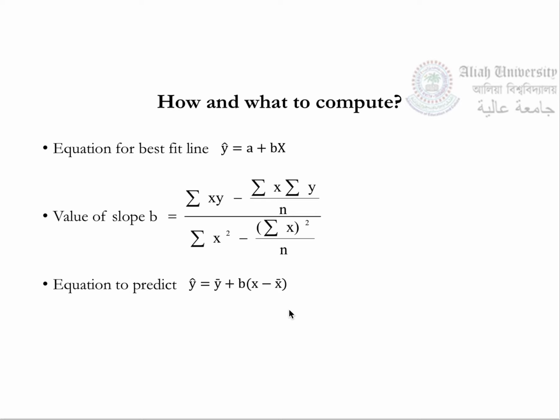We'll talk about that. How do we calculate b? It is given by the equation: summation of xy minus summation x into summation y divided by n, where n is the total number of observations. This whole is divided by summation of x square minus summation of x whole square divided by n. And then how do you predict? For the prediction part, we require two more values. One is y bar, which is the mean of the y observations, and x bar, which is the average of the x observations.